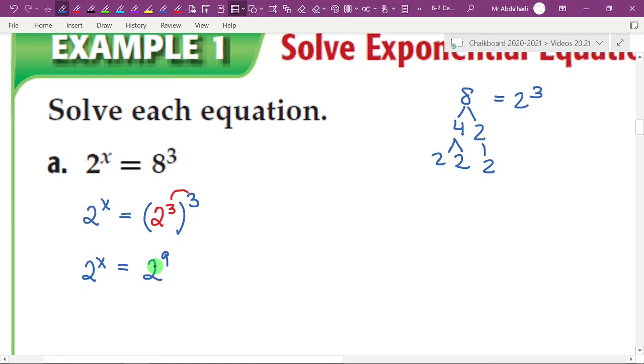Are the bases the same? Yes. Are the powers fully simplified? Yes. Can we drop the base now? Yes. Drop the base. And now we get x equals 9, and we're done. Once again, you might be thinking, well, what if this was 7 to the 3rd? Nope. Wouldn't work. We'd need logarithms. But for these problems, we will be able to use base matching.